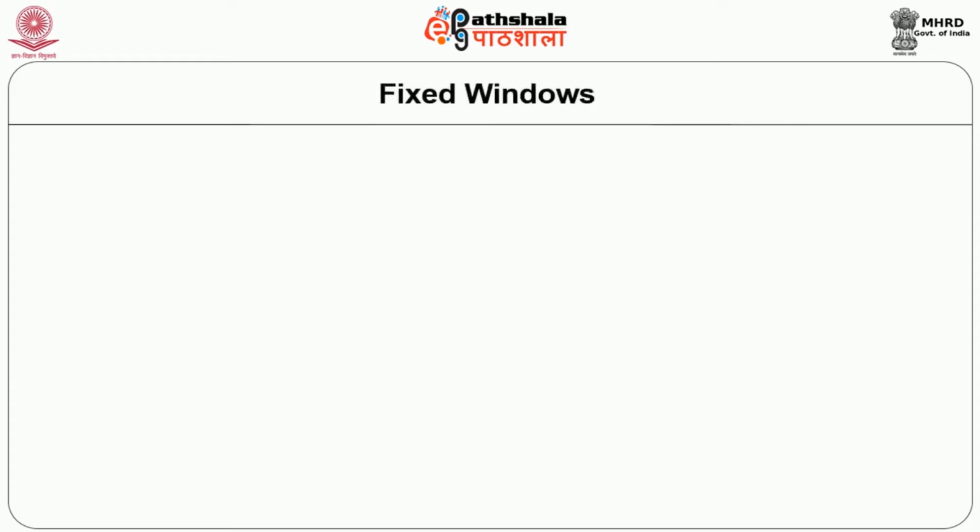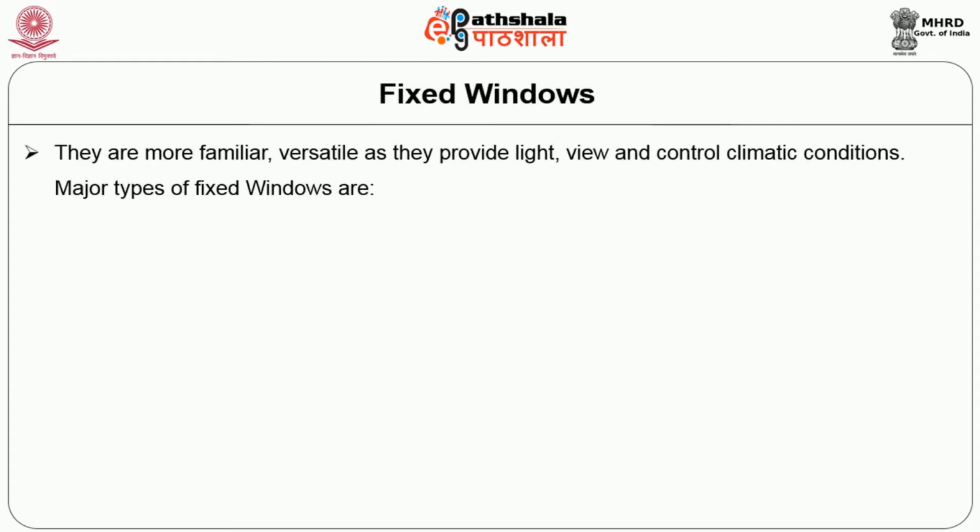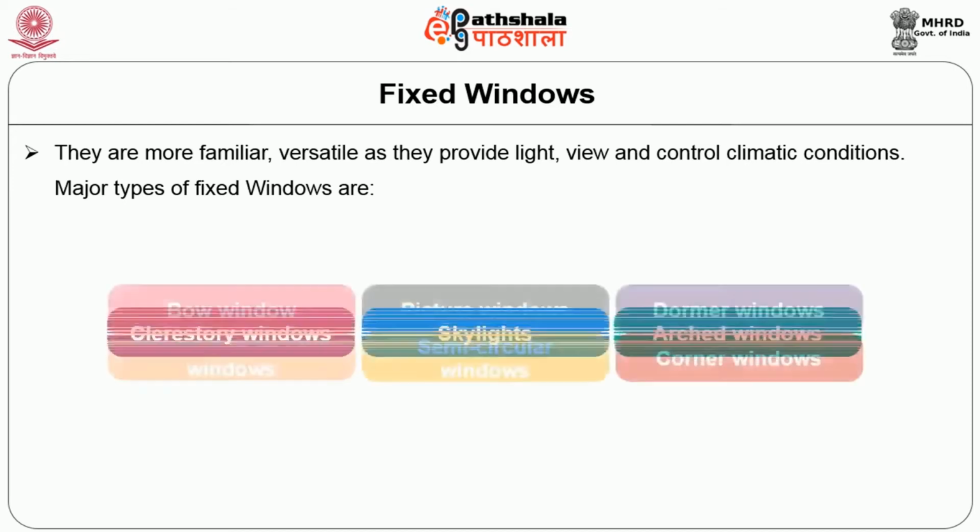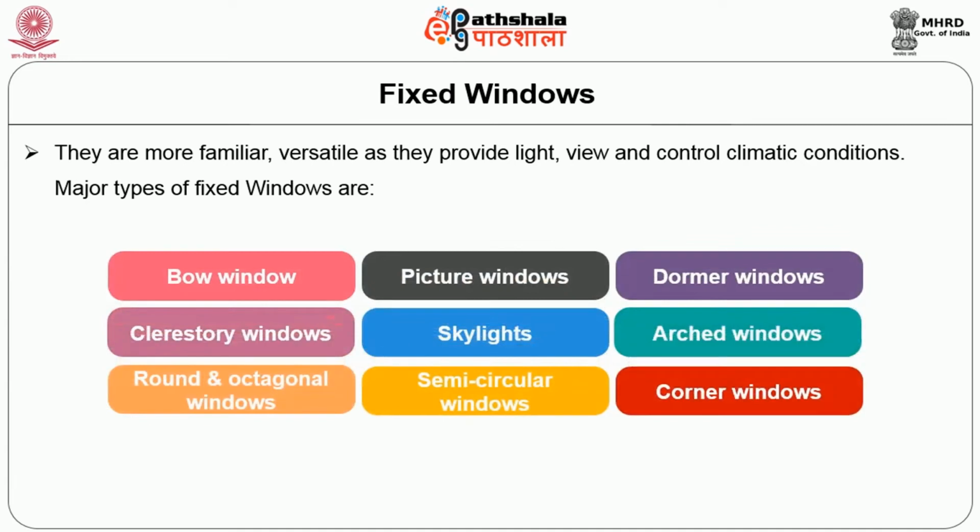Types of fixed windows. They are more familiar, versatile as they provide light, view and control climatic conditions. Now the major types of fixed windows are bow windows, picture windows, dormer windows, clerestory windows, skylights, arched windows, round and octagonal windows, semicircular windows and corner windows. Now let us see these windows in detail.